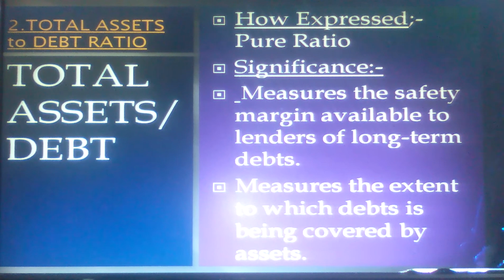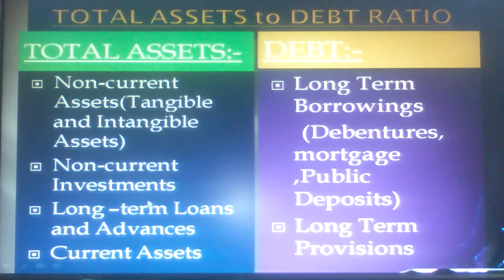For meeting our long-term debts, based upon our debt, what are our assets, correct? So it measures the extent to which debt is being covered by assets. According to our assets, what is our debt? You can be able to repay, the capacity, correct? So here, what are the total assets? Nothing but non-current assets, which may consist of tangible and intangible. As you know already, tangible you can touch and feel. Intangible you cannot touch and feel, correct?